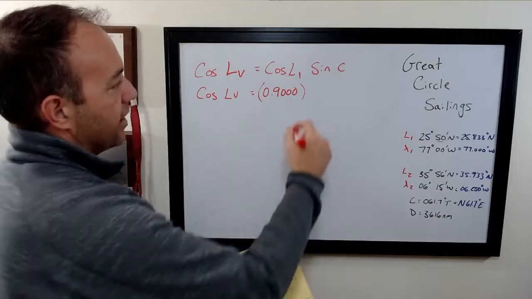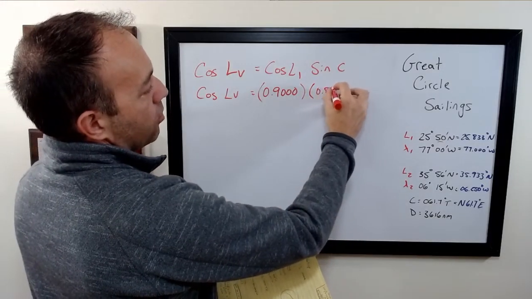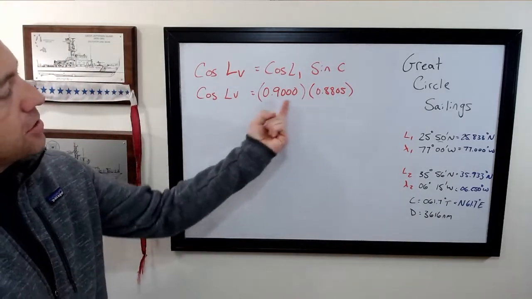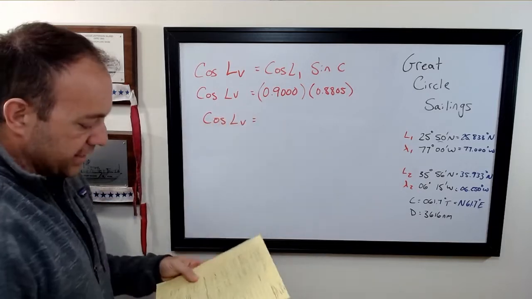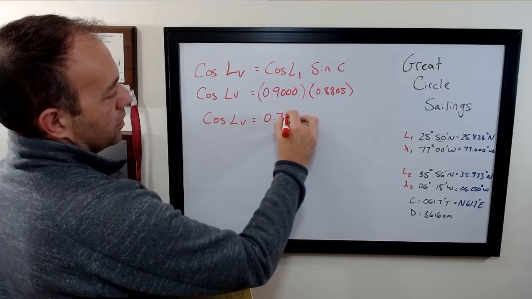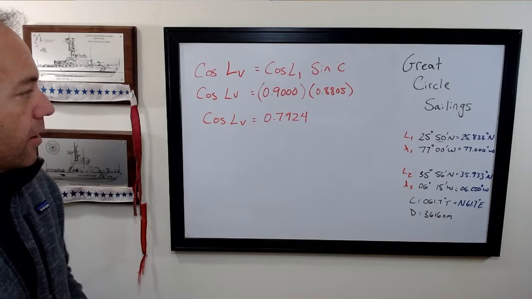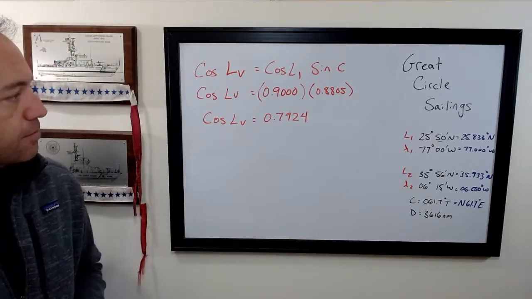And for the sine of our course, we end up with 0.8805. And then if we multiply these two things together, the cosine of the latitude of our vertex comes out at 0.792. All right, and so usually you can get that far if you remember a little bit of your algebra and multiplication and stuff.